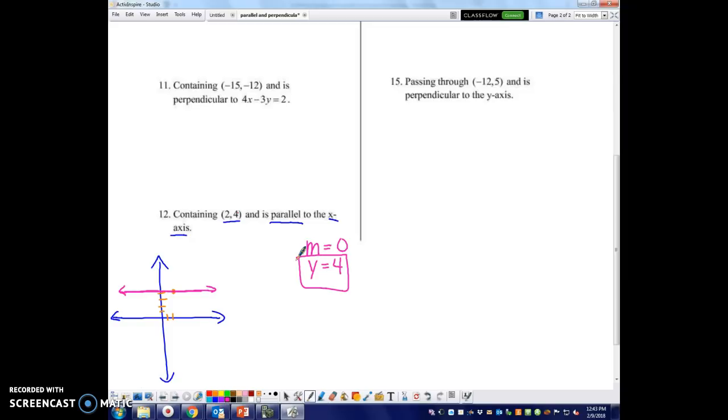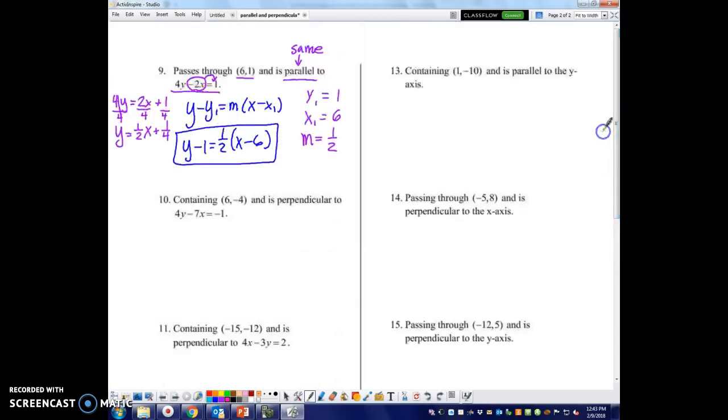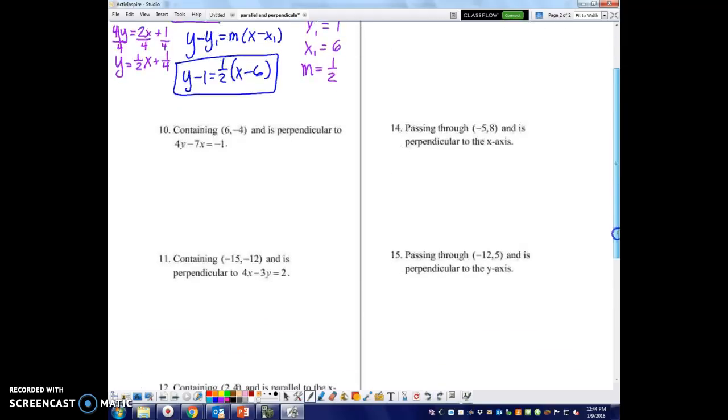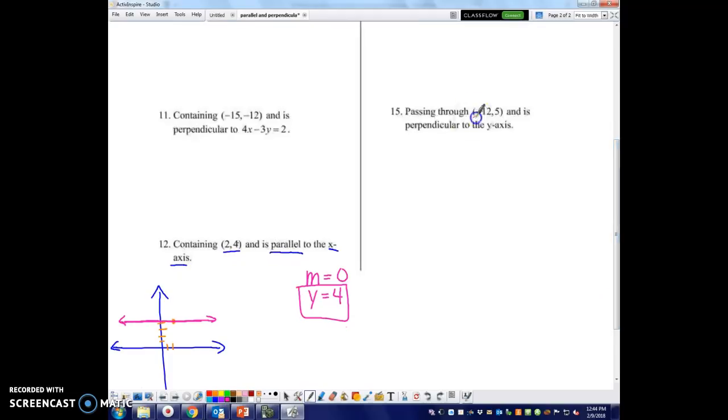Okay? So now, let's look at number 13. This one contains this point and is parallel to the y-axis. Actually, I'm not going to do this one with you. You can figure this one out. I want to do number 15. Passing through this point and is perpendicular to the y-axis. So, make your graph.